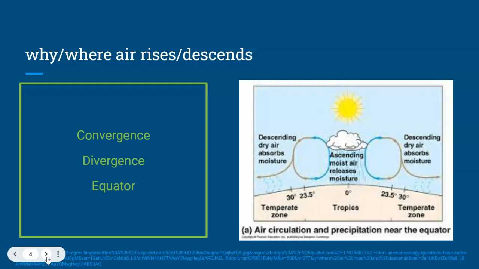Warm air rises and cold air sinks. Convergence is when air moves inward and moves air up, creating clouds and precipitation. Divergence is when air moves outward and it moves air down, creating drier weather. Air rises at the equator due to solar energy.